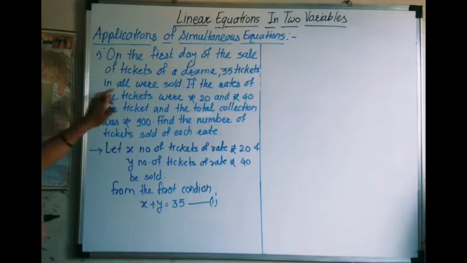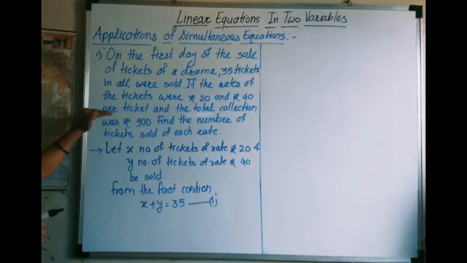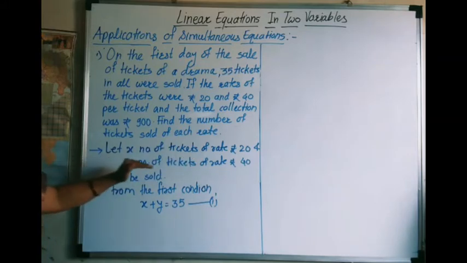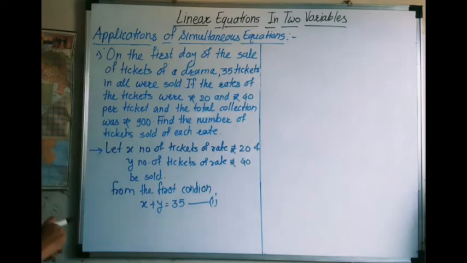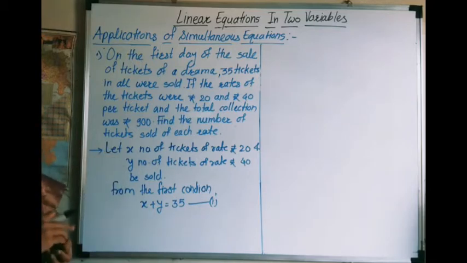Now the second condition, see your second sentence: if the rates of the tickets were rupees 20 and rupees 40 per ticket and the total collection was rupees 900. Means after selling x number of tickets of rupees 20 and y number of tickets of rupees 40, the total collection is rupees 900. So after selling x number of tickets of rupees 20, they will get the amount 20x, because x number of tickets and the rate is 20.